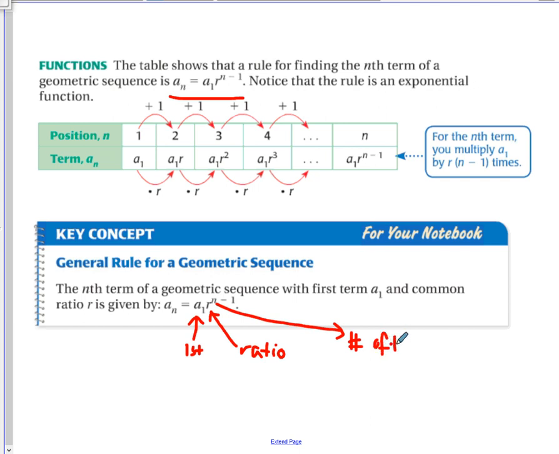So that means, for example, if I look at the graph I have at the top, with my first term 1, 2, 3, 4, each time the position goes up 1, the term goes up by multiplying by the ratio. And I'm going to show you an example of that right now.